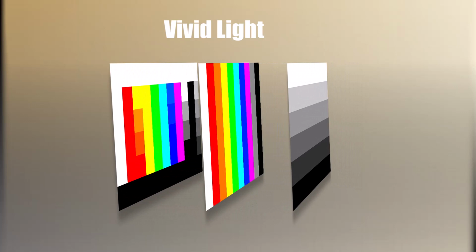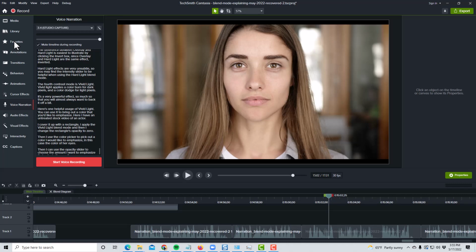The fourth contrast mode is vivid light. Vivid light applies a color burn for dark pixels and a color dodge for light pixels. It's a very powerful effect, so much so that you will almost always want to back it off a bit. Here's one helpful usage of vivid light. You can use it to bring out a color that you'd like to emphasize.